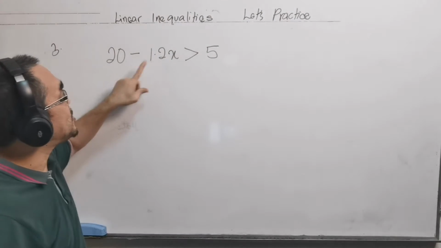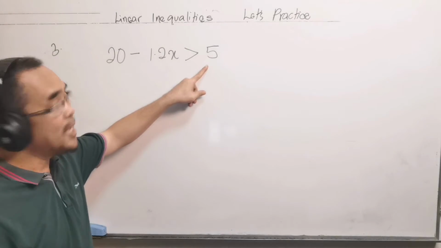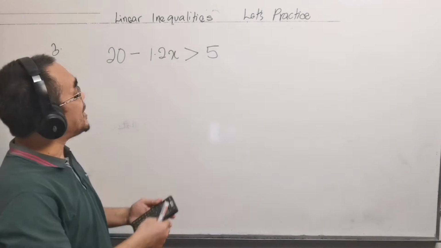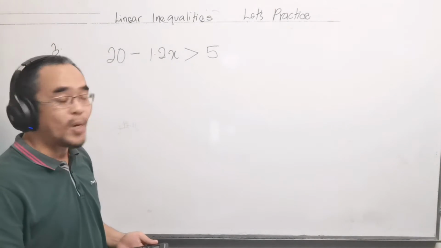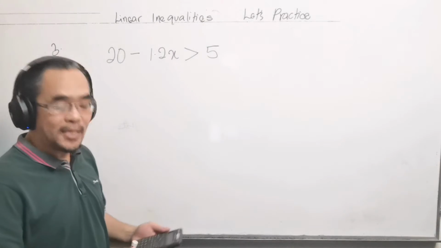So 20 minus 12 will be 8. 8 is more than 5. It's okay. If let's say he bought 20, oh, not enough. Okay, 1.2 times 20 will be 24. So he has only RM20.